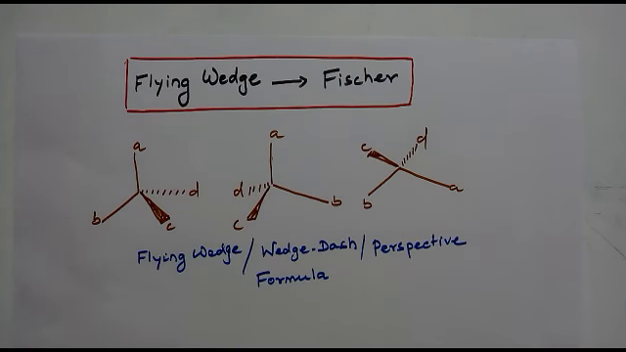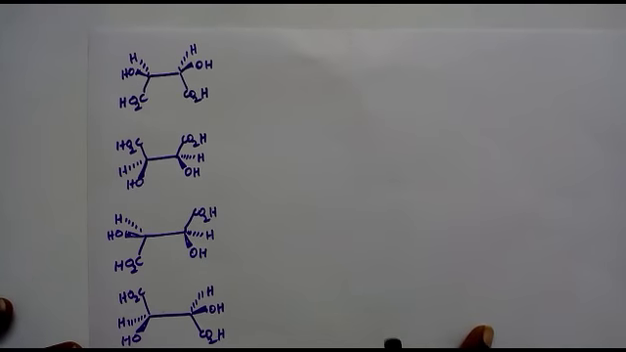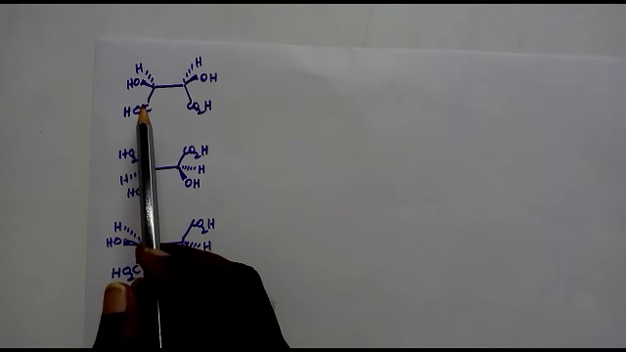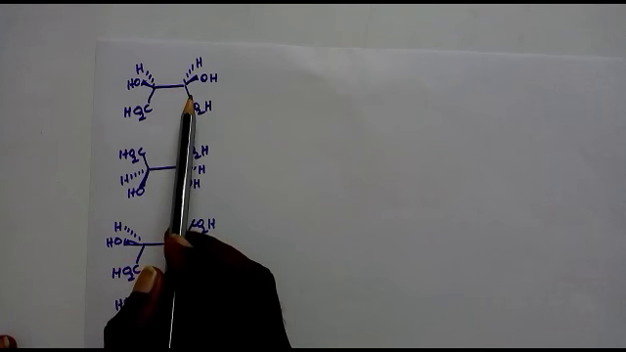And let's see these drawings. You see, the previous one was one chiral center. Here there are two chiral centers. So this bond is on the paper, and they are adjacent, and this bond is on the paper and they are adjacent.